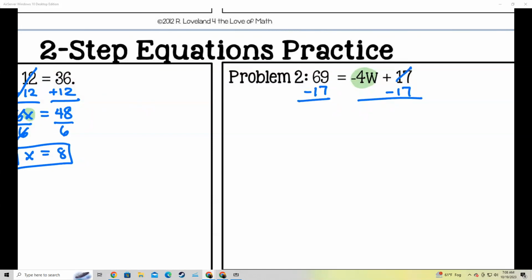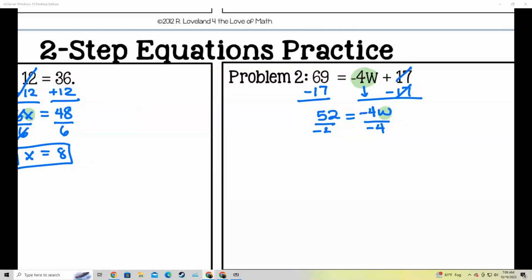These 17s are going to cancel. The negative 4w is just going to drop. 69 minus 17, that gives me 52. Now that the w is a little bit more isolated, now I'm really going to focus in on it. I'm going to get that w by itself. I realize that the w is being multiplied by negative 4, so I'm going to go ahead and divide both sides by negative 4.